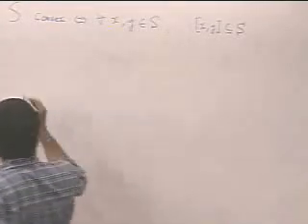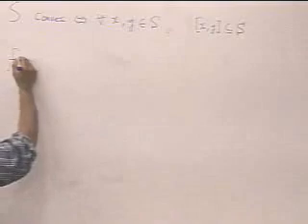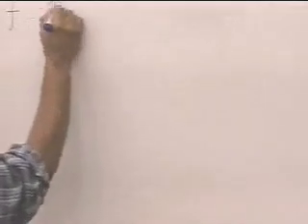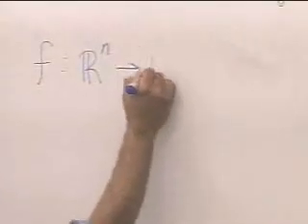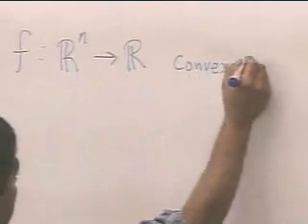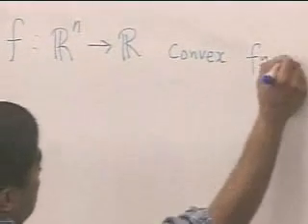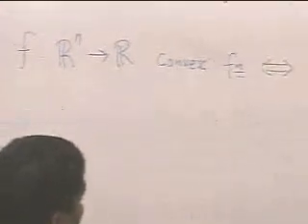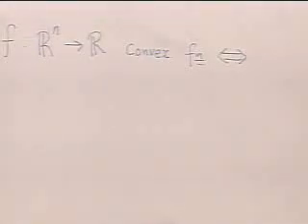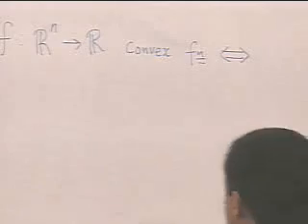So we will call a function f, a general nonlinear function f that takes points in Rn and maps them to points in R, a convex function if and only if the following thing happens. I'll tell you geometrically and then I'll write out the expression, which is that expression down there.